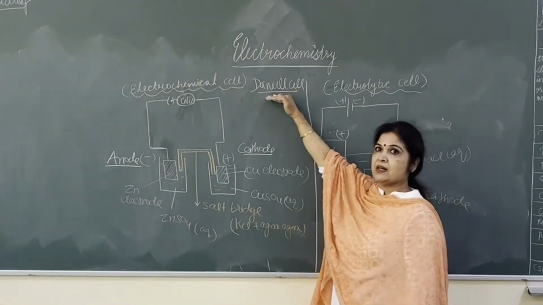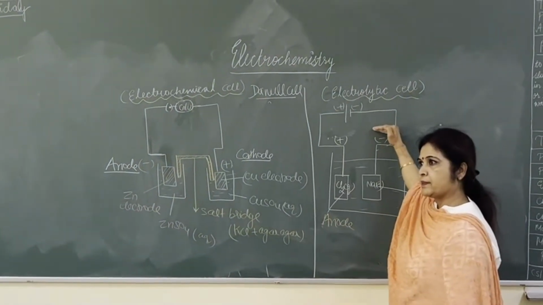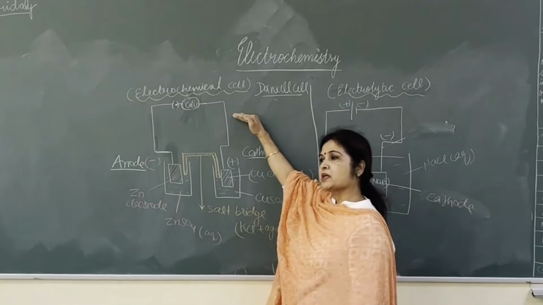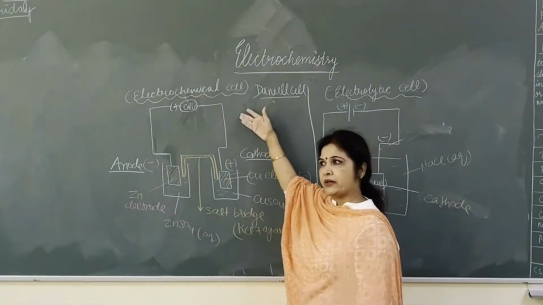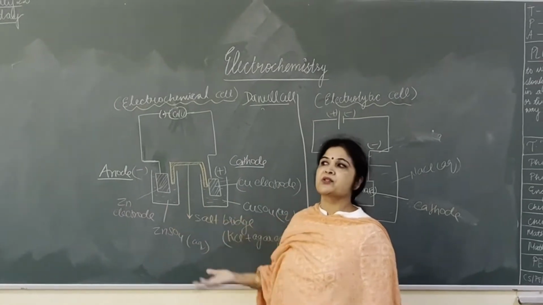And there is a cell. There are two types of cell, electrochemical cell and electrolytic cell. The principle of an electrochemical cell is chemical energy to electrical energy. Means first a chemical reaction takes place and then electricity is produced.